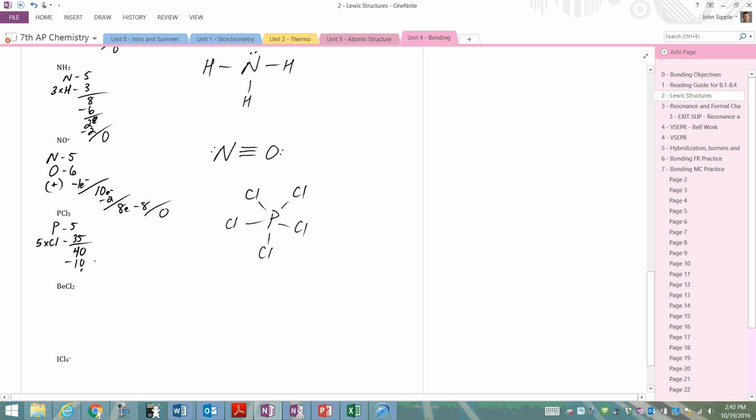We've got 30 electrons left over. How many more electrons do we have to add to each chlorine? 6. Yeah, we got to add 6 to each one. So 1, 2, 3, 4, 5, 6, and the same for each of the others. 6 times 5, 30. And we don't have any left over.